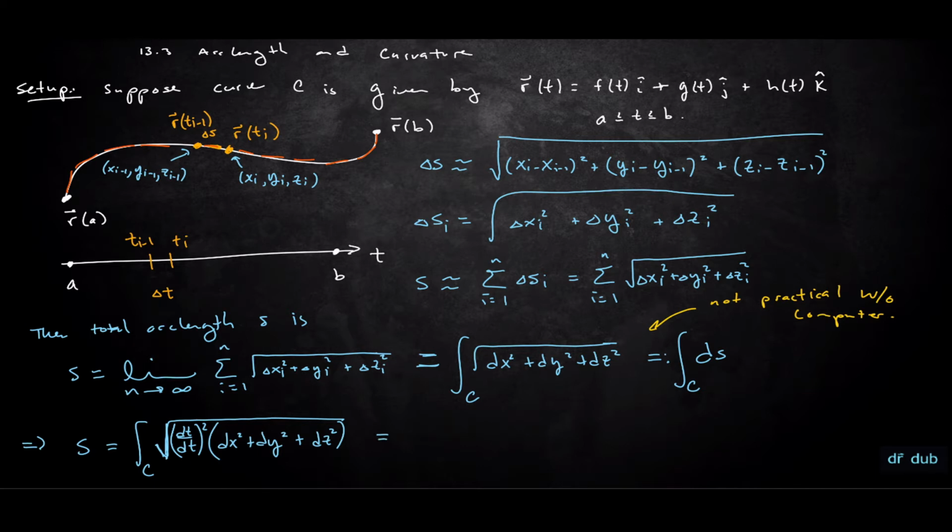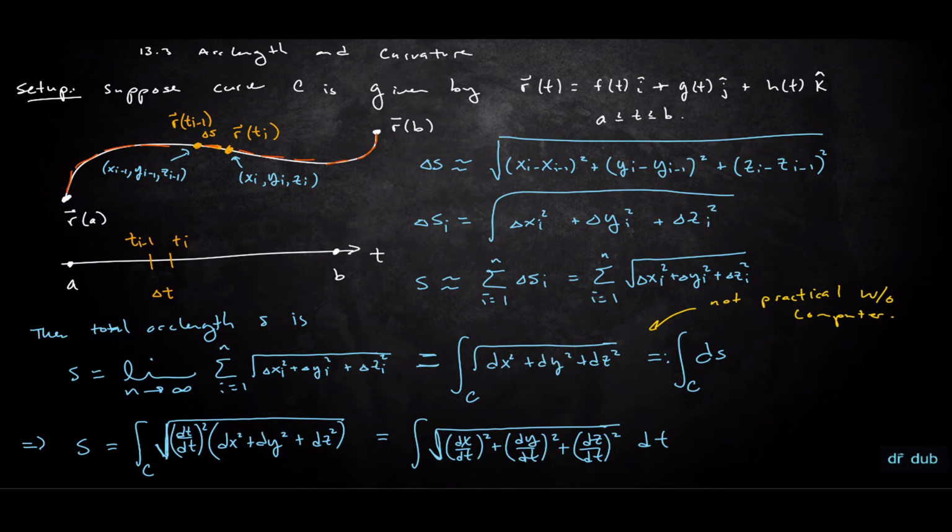And now this is the forbidden part, I'm going to break those differentials up like a fraction and rewrite this as the square root of (dx/dt) squared plus (dy/dt) squared plus (dz/dt) squared, dt outside. So I'm basically pulling a dt squared out of the radical as dt. So this is a much more practical formula for integration.